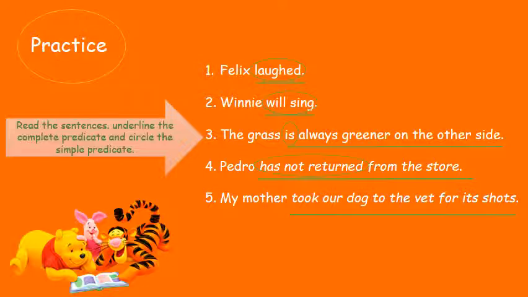Where is the simple predicate? Where is the main verb? Took. "Took" is the simple predicate. I hope that now you are able to differentiate between the complete predicate and the simple predicate. For more practice, you have to go to the worksheet and solve the exercises. Okay, let's move on.